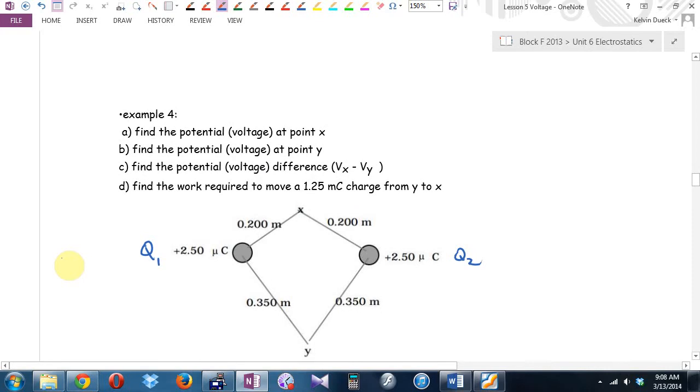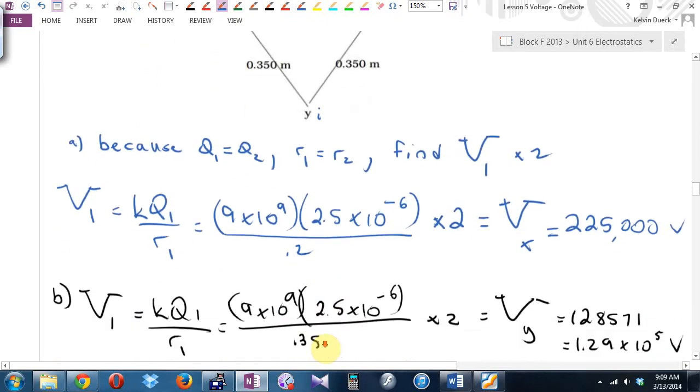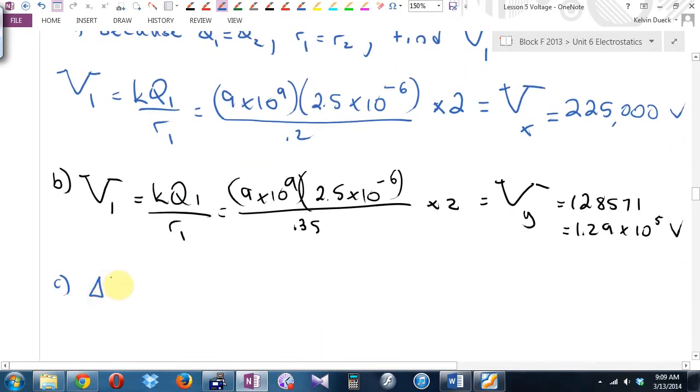Now, I like change in to be final minus initial. So are we moving from X to Y or from Y to X? What's our final? What's our initial? Read part D, Matt. Where are we ending up? From Y to X. So where are we ending up? Oh, that's our final? So I'll make a little note here. That's our final. That's our initial. So I want to find the potential difference, the change in voltage, which is going to be the voltage at X take away the voltage at Y.